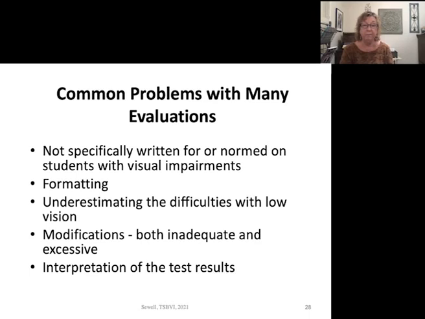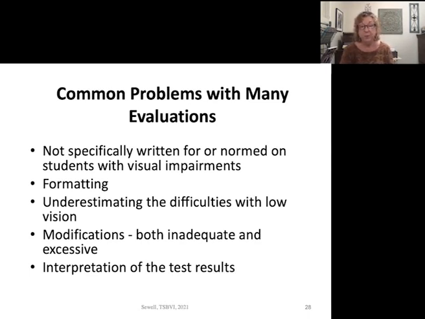Another problem with evaluations is modifications. Sometimes they don't have enough modifications, and they expect our kids to have some of the tactile skills, like for tactile graphics, that they don't have yet, and so they're excessively modified, and then sometimes they're not modified at all. So again, we need to make sure that we're familiar with the tests that are being used so we can determine if those modifications that are being used on those evaluations are appropriate, that they're not inadequate, or that they're not excessive.